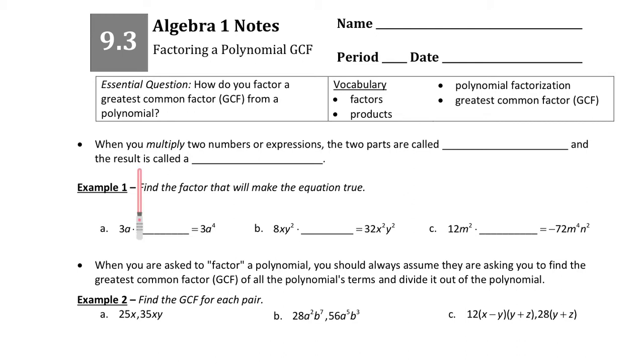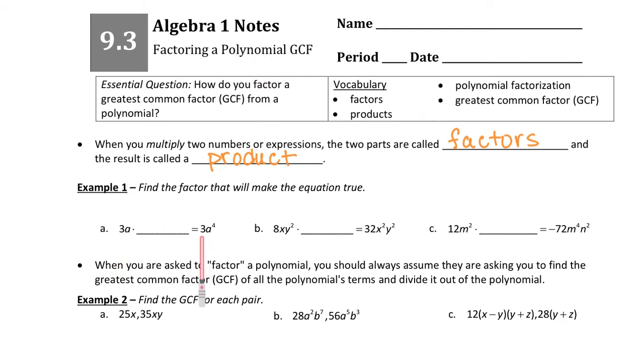And when you multiply two numbers or expressions, the two parts are called factors, and the result is called a product. Now, hopefully that is ringing some bells. You're remembering those terms from middle school or maybe even elementary school, and this shouldn't be anything new. But now what we're going to add is that polynomial component that you've never seen before.